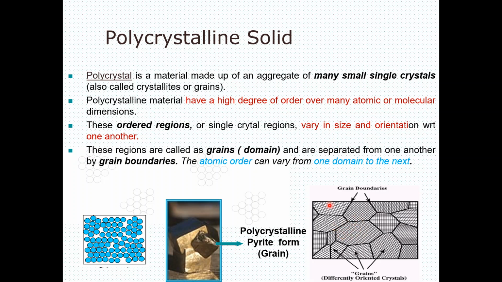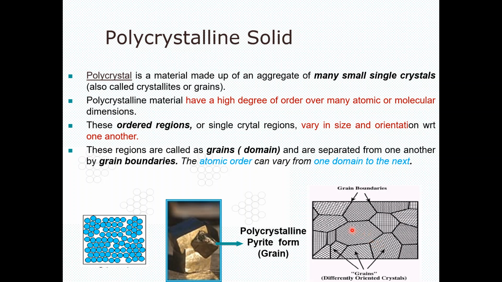So here you can see we have this region. In this region the arrangement of the atoms is of one kind, here it is of another kind, and here of another kind. Each region is separated from the others by a line. These are called the grain boundaries, and these different locations inside a big crystal we call grains, or we can also call them domains.